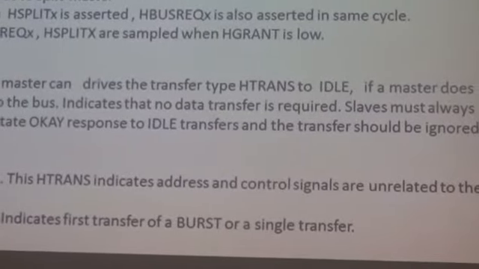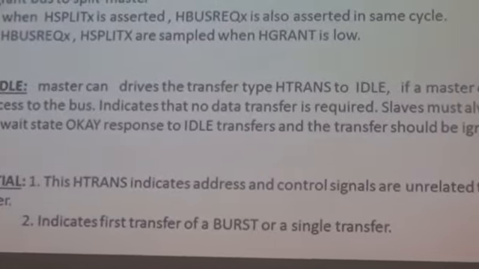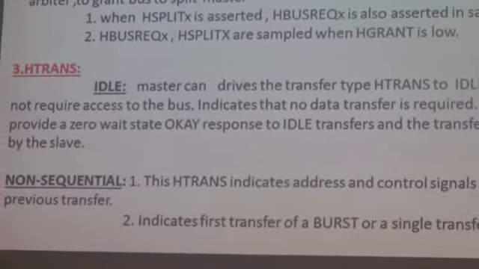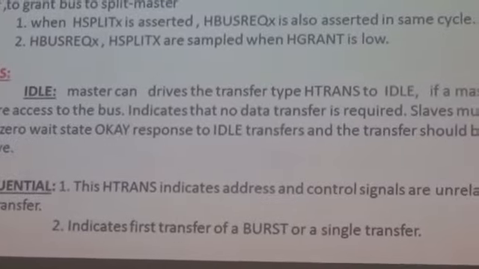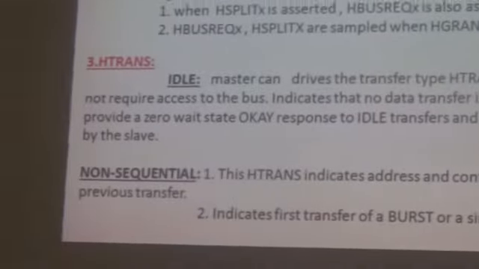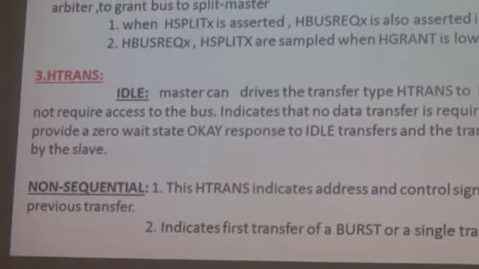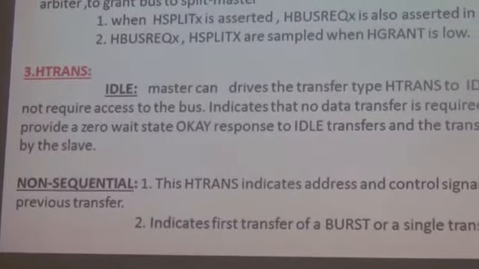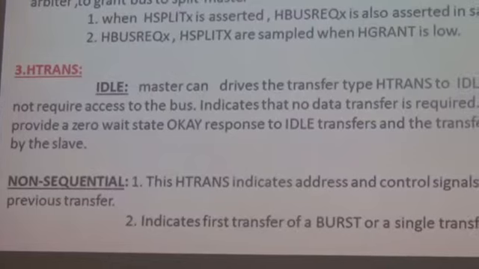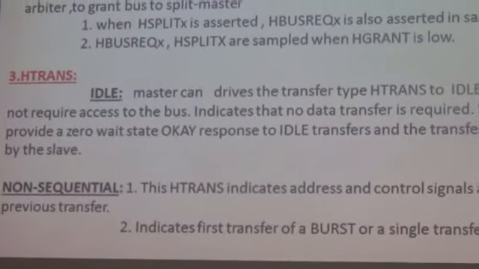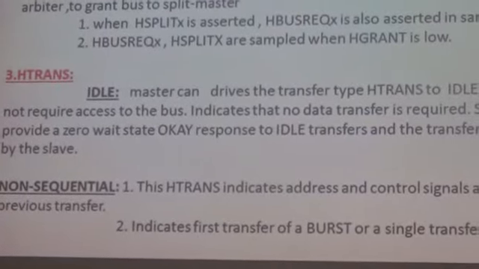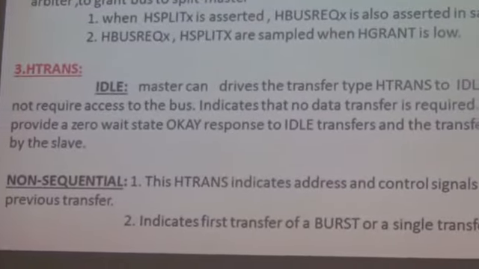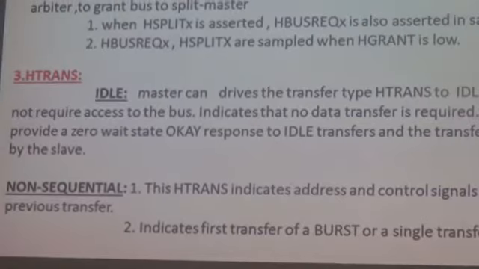While the master is performing idle, the slave must always provide a zero wait OK response to the idle transfers, and the transfer should be ignored by the slave. That means the master says, I don't have anything to do. Since it is an idle state, no data is transferred, so this should be known to the slave, and the transfer should be ignored by the slave.